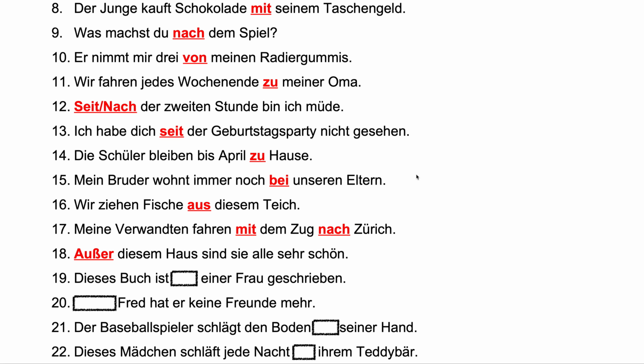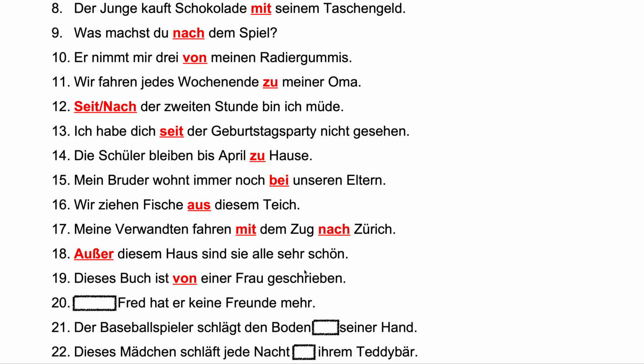Dieses Buch ist blank einer Frau geschrieben. This book is blank a woman written. Geschrieben here is the past participle of to write, so this is written, and we want to say this is written by a woman, so we would say here von einer Frau in German.